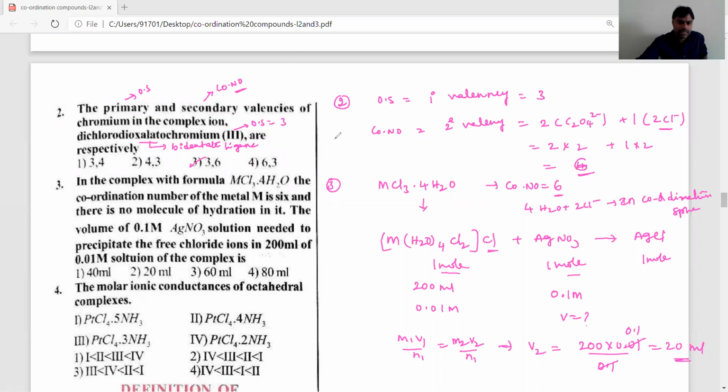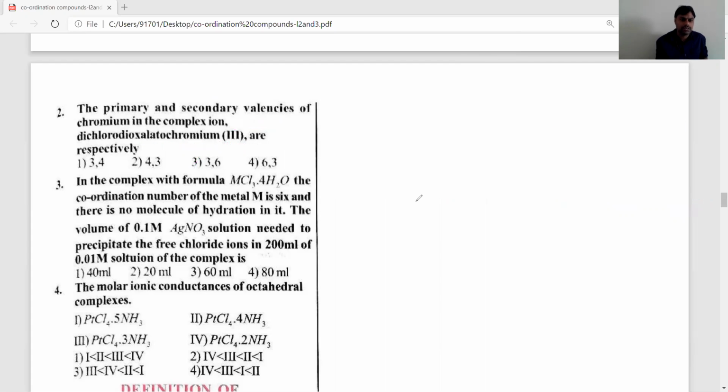Next, let's see the fourth question, dear students. Here, regarding conductance, molar conductance or ionic conductance, we need to discuss that all these complex compounds are octahedral complexes only. Octahedral complex means coordination number is 6. Coordination number is nothing but secondary valency. Secondary valency can be satisfied by neutral, positive and negative ions. Primary valency is satisfied by only negative ions.